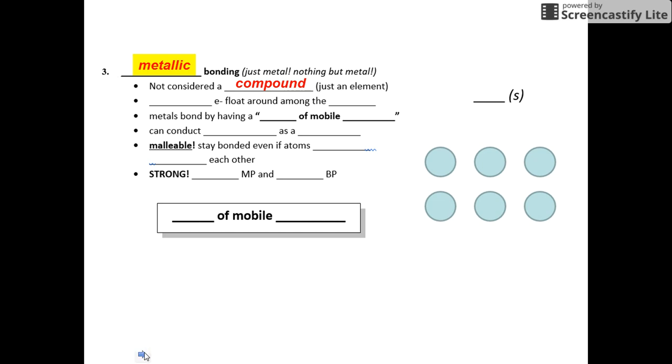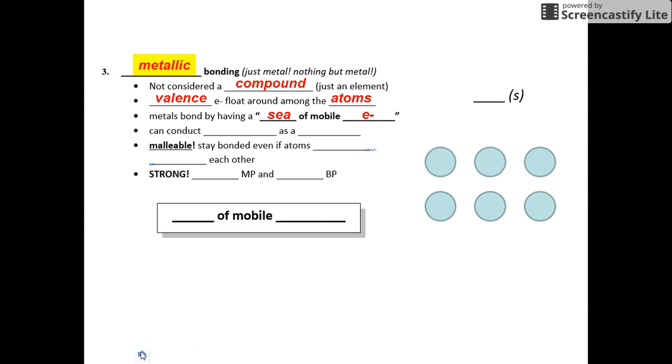Okay, now in this case, it's a little bit different and a little more loosey-goosey than our other types of bonding. We've basically got valence electrons floating around among the atoms of the metal. And so we say that metals bond by having a sea of mobile electrons. This phrase is used many, many, many times on Regents questions. We got a sea of mobile electrons floating around amongst the atoms.